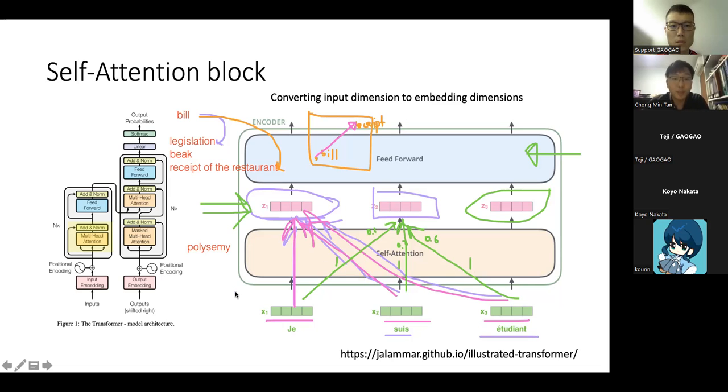You need to actually repeat this multiple times. That could be due to the fact that to get from bill to receipt, you cannot just do it in one fell swoop. Maybe the other meanings need to be updated first. Then maybe it gets to this area. Then when the other words get their meanings updated, your next self-attention block can bring it here. So you might need an iterative process to get it to the final embedding space that you want it to be. That's why over here is n times.